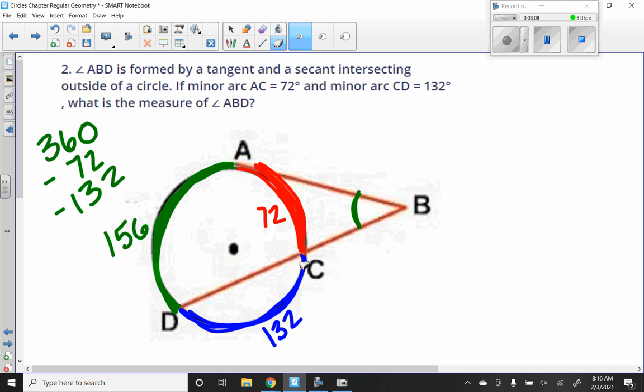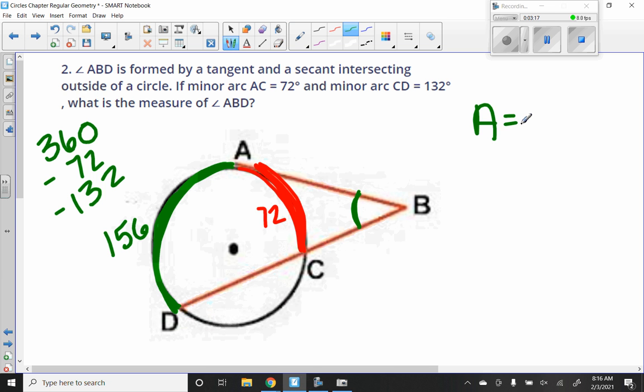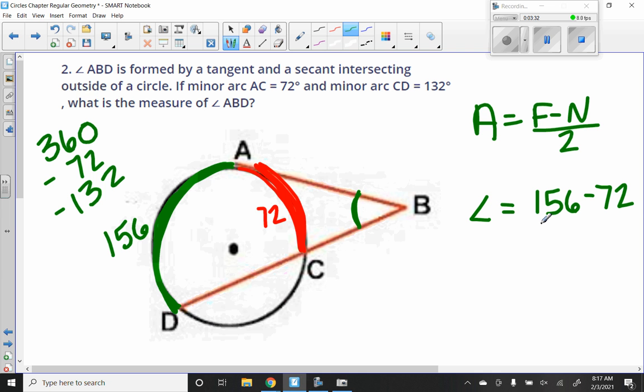So, as far as my formula goes, this one is not used. In my formula, angle equals far minus near divided by 2. The angle that we need can be found with the formula 156, my far, minus 72, divided by 2. Do that math and you'll have your answer to this problem.